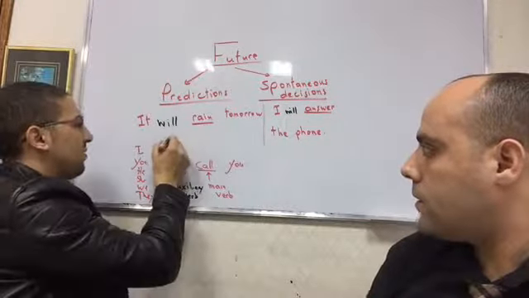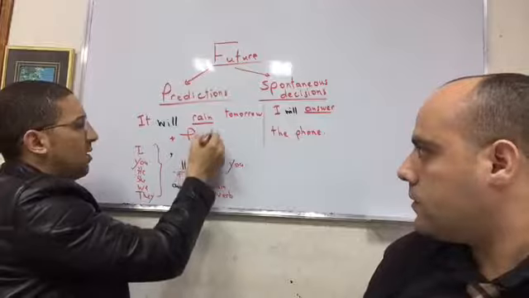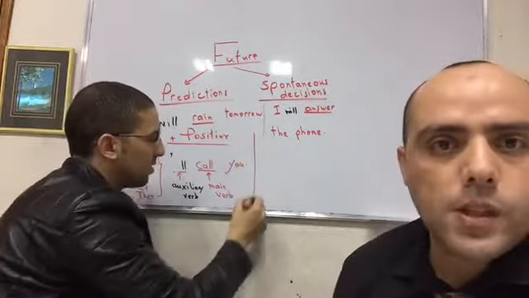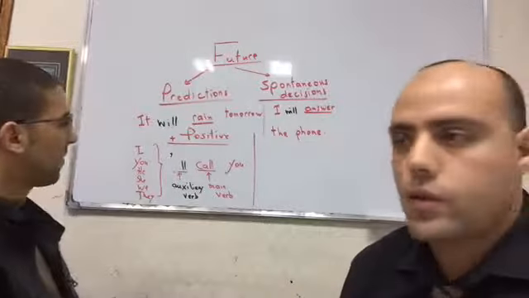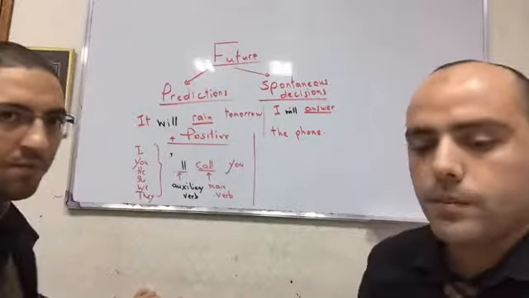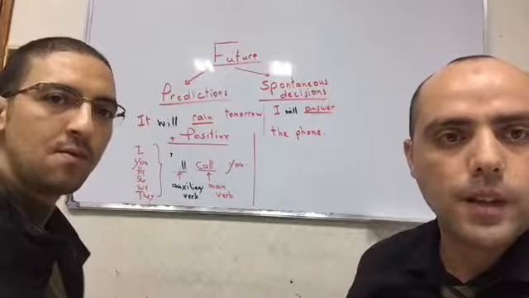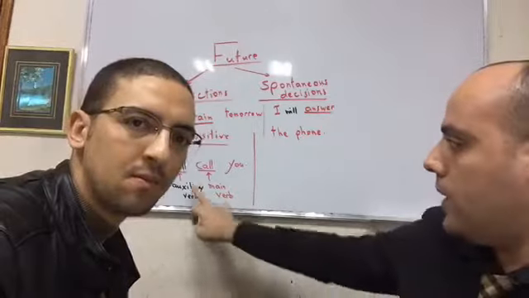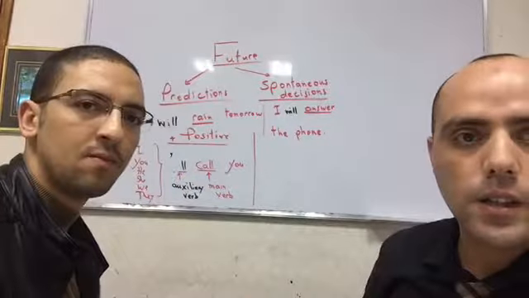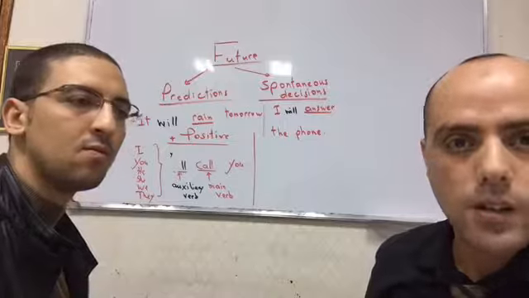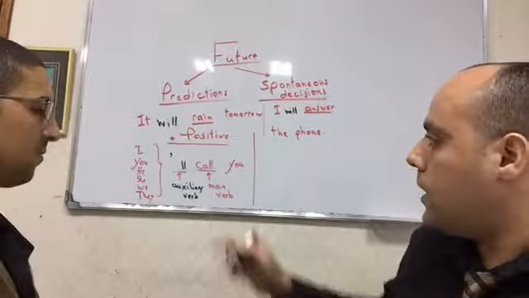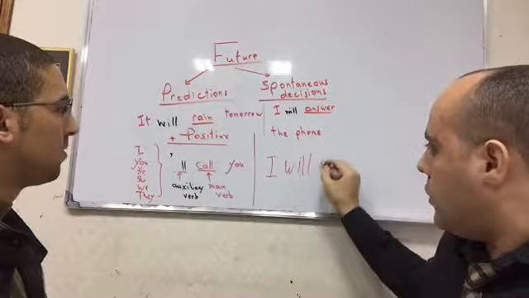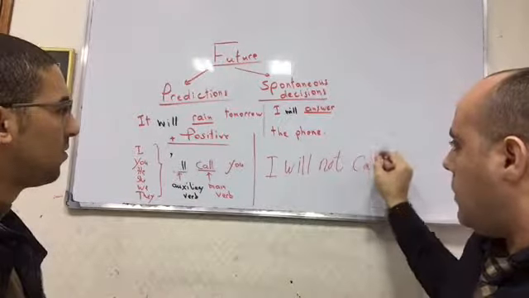Mr. Majid, can you tell us about how we make the negative? I think it's so simple and so easy to make the future simple negative form from the positive. You're just going to add not to the auxiliary verb. So instead of will, it's going to be will not. For example, I will not call you.